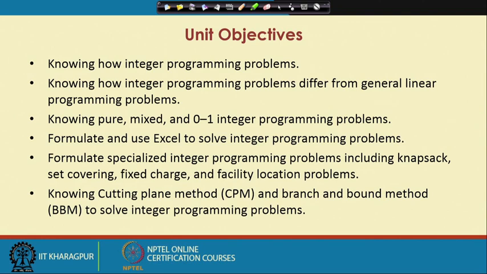Depending upon the particular business problem, these three kinds of integer programming problems can be more effective and can address the business problem efficiently. We would like to know how Excel or the Solver package can help to get the integer programming solution. Then we would like to formulate specialized integer programming problems like set covering, fixed charge and facility location problems, and like that we have a couple of business problems in real-life scenarios.